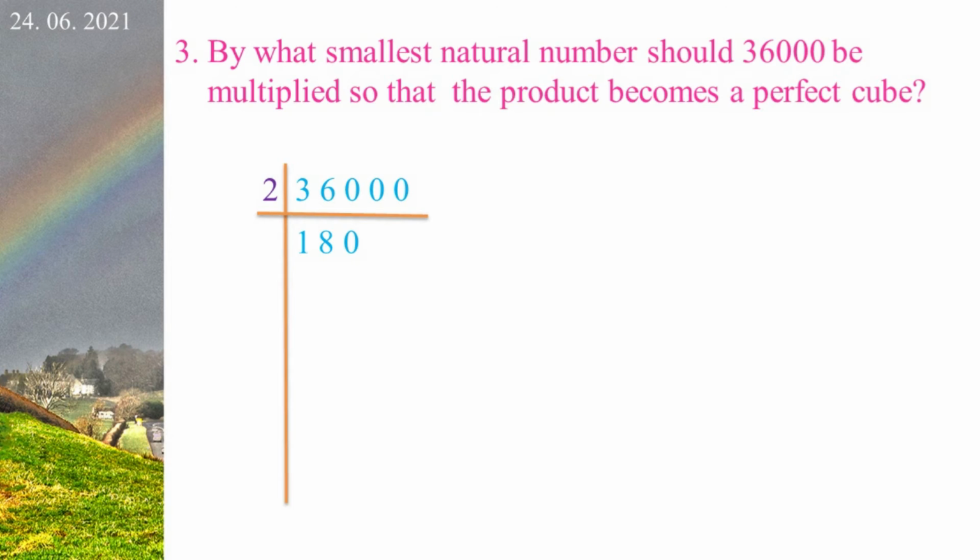0 is not divisible by 2. Put 0. Again 0 is not divisible by 2. So put 0. Again we take a 2. 9 2s are 18. 0 is not divisible by 2. So put 0. Put 0. Put 0. Again we take a 2. 4 2s are 8. Balance 1.